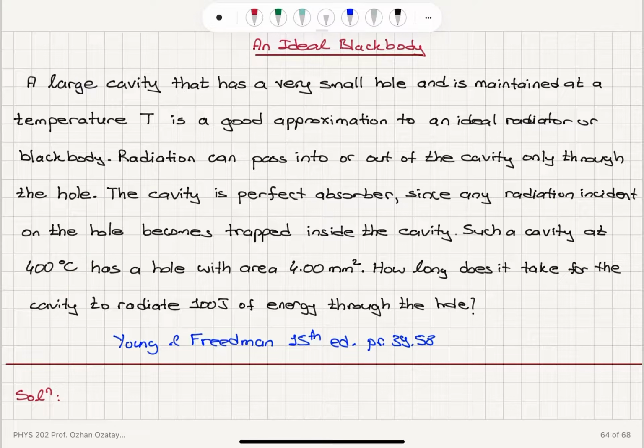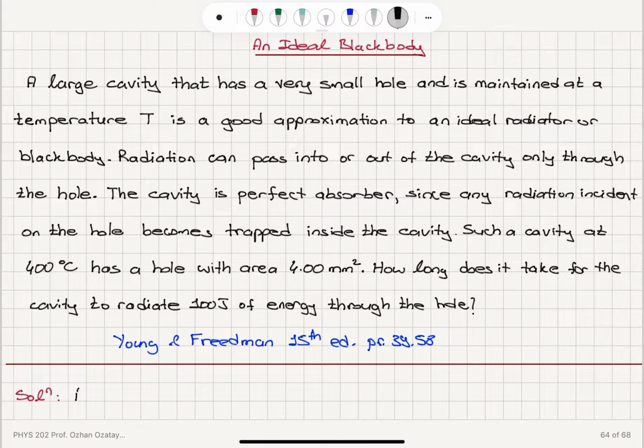Such a cavity at 400 degrees Celsius has a hole with area 4 millimeters squared. How long does it take for the cavity to radiate 100 joules of energy through the hole? We can use Stefan's law.